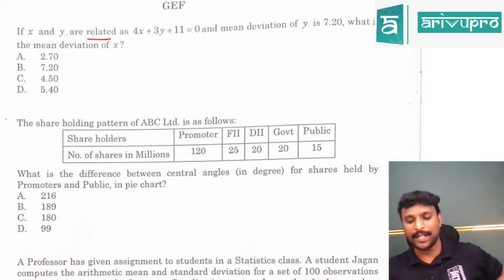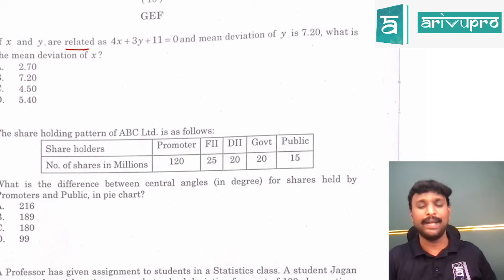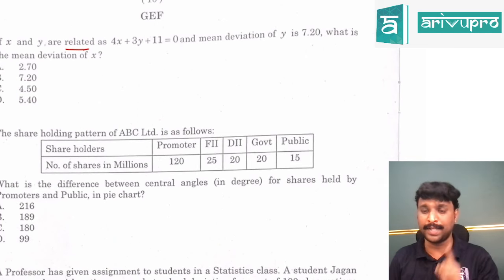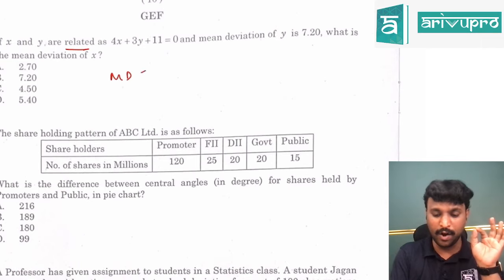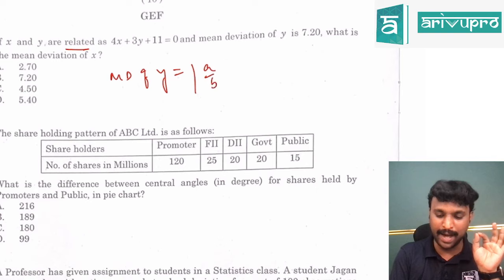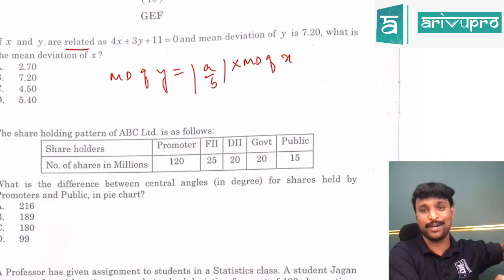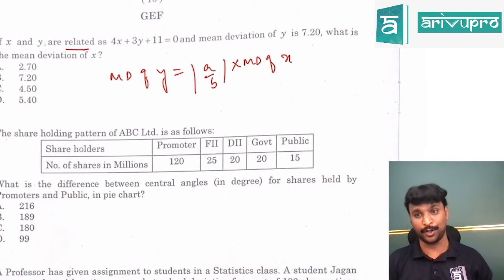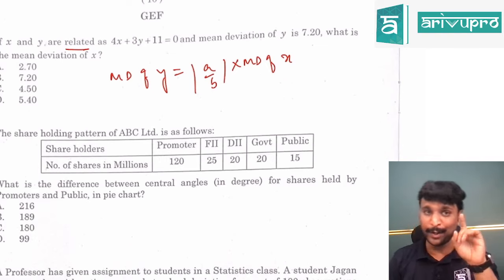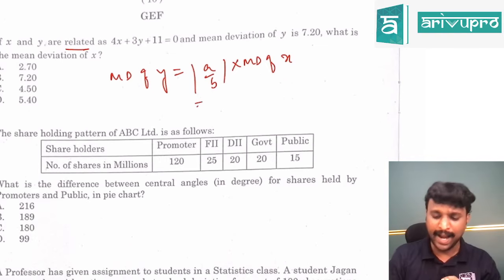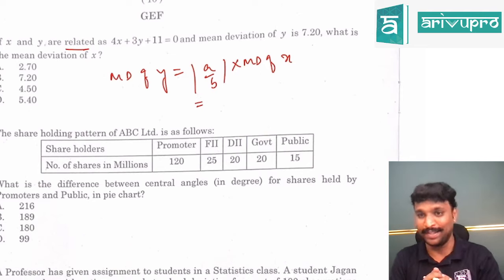X and y are related as 4x plus 3y plus 11 equal to 0, and the mean deviation of y is 7.2. What is the mean deviation of x? Guys, under dispersion concept, if mean deviation of x is given, how do you find mean deviation of y? Mean deviation of y is equal to mod a by b into mean deviation of x. In general, in place of mean deviation, dispersion of y is equal to mod a by b into dispersion of x. I have discussed this in the marathon videos and also regular videos. Please watch them. And here, you need not watch that to understand this. This is the formula that you have to use.